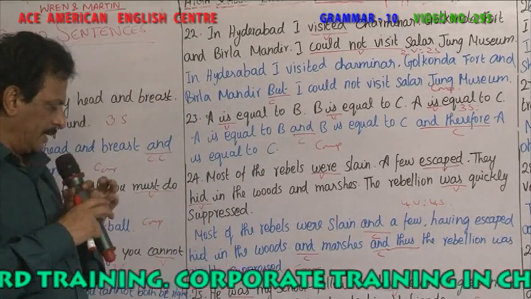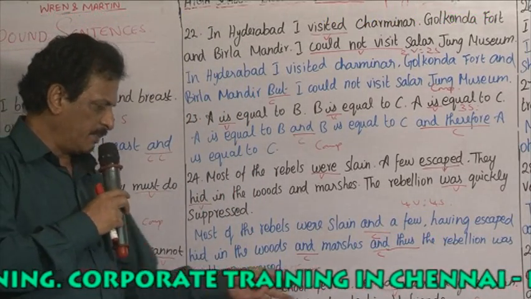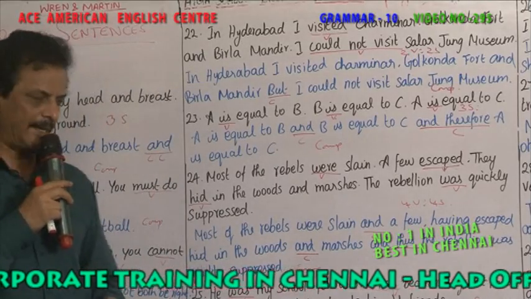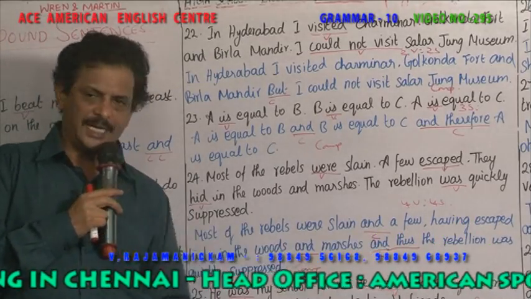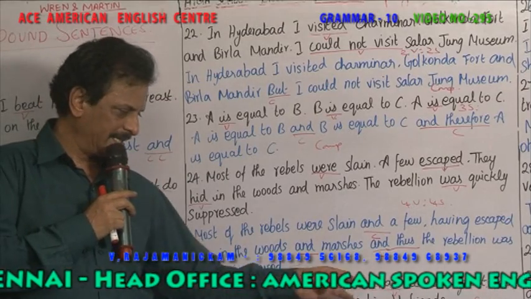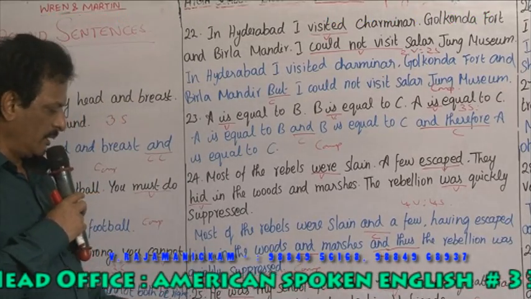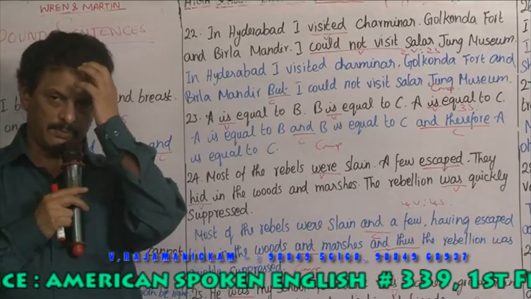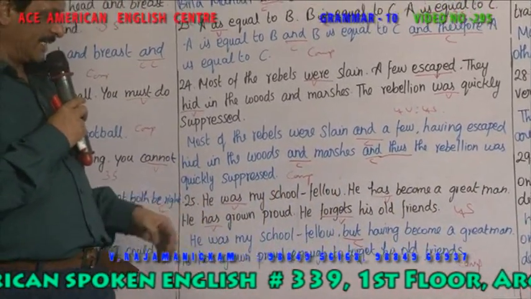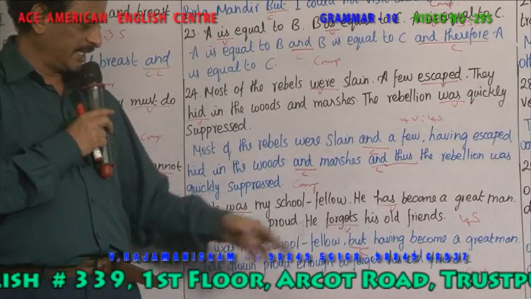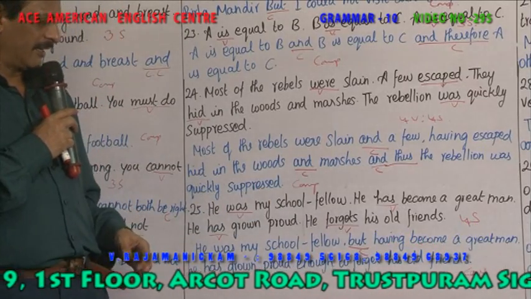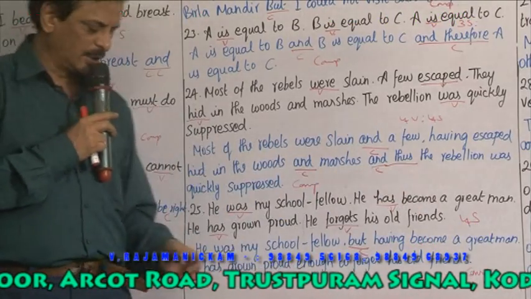The rebellion was suppressed. He was my school fellow. "Was" is a verb. He has become a great man. "Has" is a verb. He has grown proud. He forgets his old friends. So four verbs, four sentences.